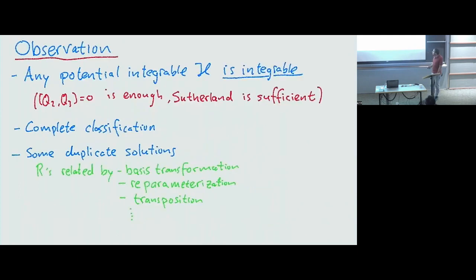Okay, so we applied this to a bunch of different cases, which I'll discuss in a bit. But I would like to make some observations first that we found in our solutions. The first observation that we made is that any Hamiltonian that was potentially integrable, so that solves Q2 with Q3 equals 0, actually turned out to be integrable. So Q2 with Q3 turns out to be a sufficient condition.